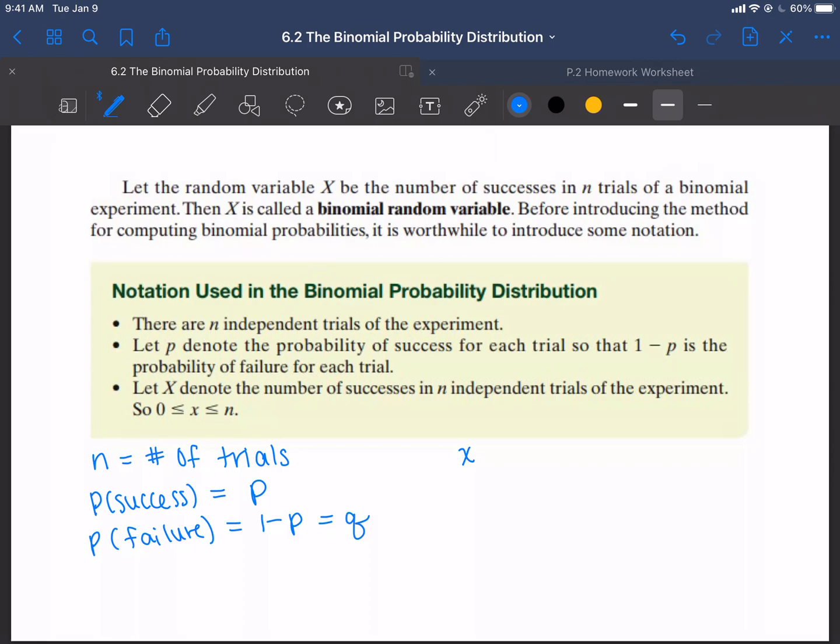The lowercase variable x is representing the number of successes. And that number has to be between 0 and the number of trials, n. So you could have 0 successes, or we could have up to all of our trials being successes. What we will be finding is the probability that x is equal to something. We might be finding the probability that little x is greater than something, less than something, or less than or equal to something. That's what we are looking to find.